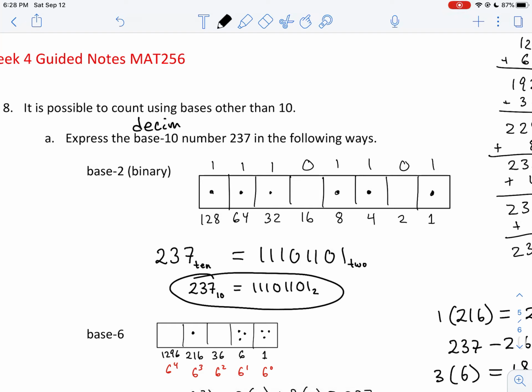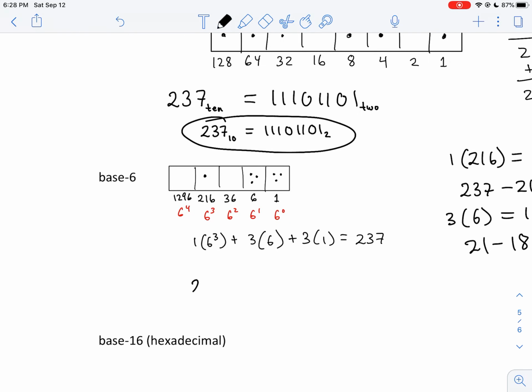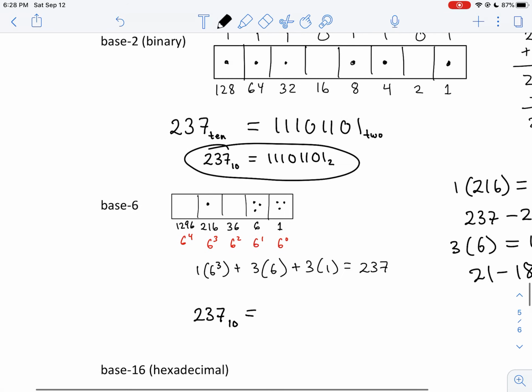Remember, when you use the word decimal, we're referring to base 10. So a decimal number means base 10. A binary number means base 2. And so our base 10 number, also if you don't write a subscript, if you just say 237, we're going to assume that you're talking in the system that we're already familiar with. But let's just be clear and put a base 10 on that. So 237 in base 10.